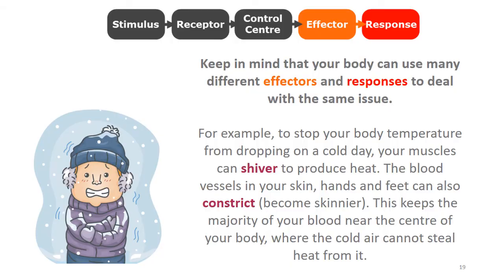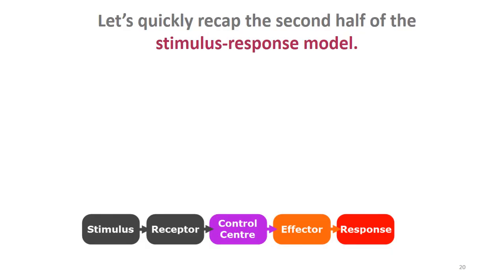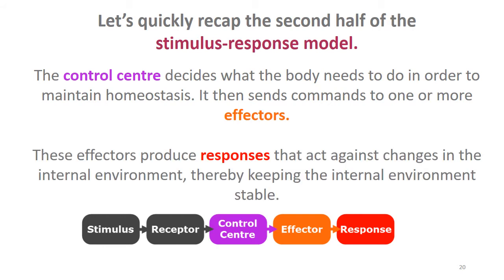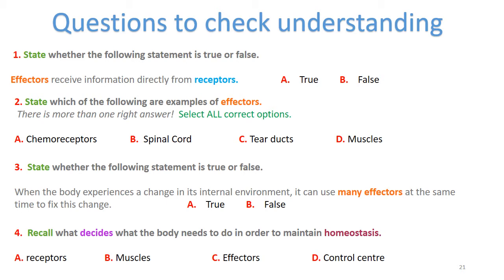So let's quickly recap the second half of the stimulus response model. The control centre decides what the body needs to do in order to maintain homeostasis. It then sends commands to one or more effectors. These effectors produce responses that act against changes in the internal environment, thereby keeping the internal environment stable or in homeostasis. So here's some questions to check your understanding.